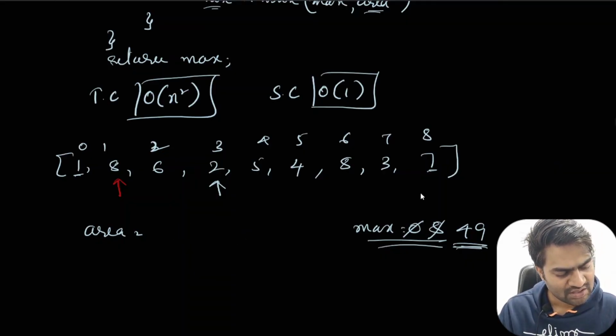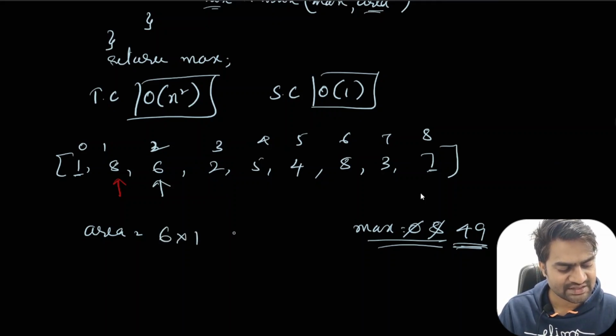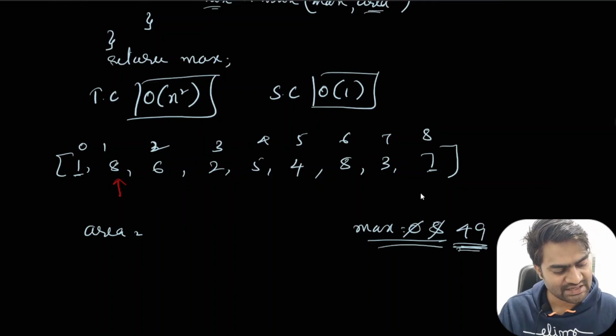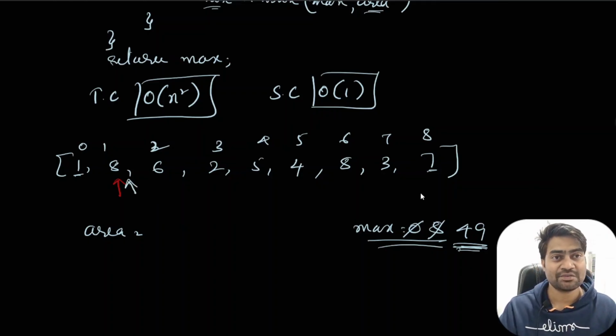I will remove. Now I need to decrement this pointer since 2 is smaller. Now between these two, 6 is smaller and distance is 1. So it is 6. I don't update my max value and I will leave this. And between these two, which one is smaller? 6 is smaller. So I will decrement my right pointer. Now if you see, both the pointers point at the same index. If that is the case, I'll stop here.